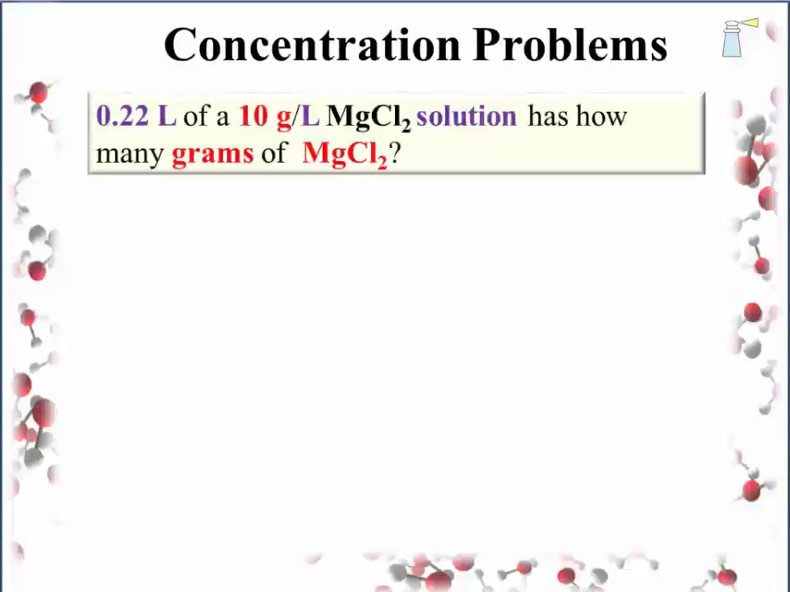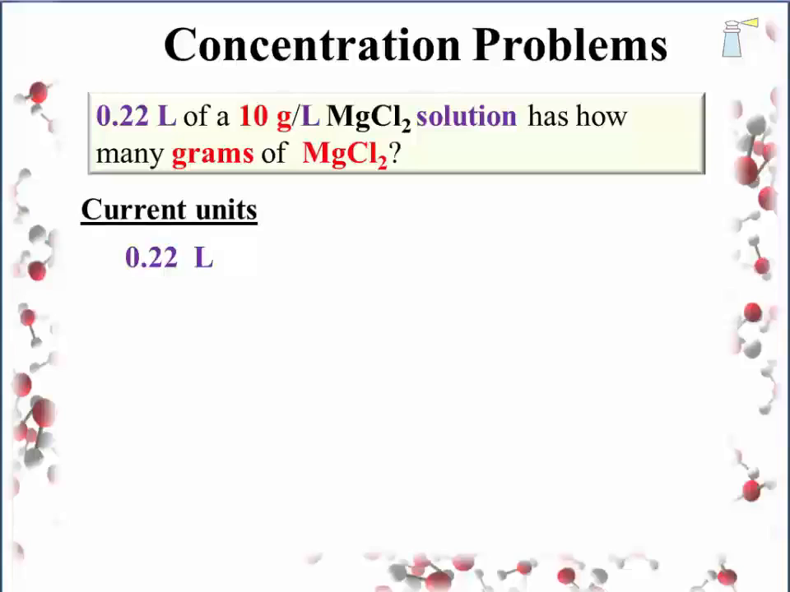0.22 liters of a 10 gram per liter magnesium chloride solution has how many grams of magnesium chloride? Is this a conversion problem? It is, because it is asking for a different way, different units, to express the same value of the same solution. Begin the problem with the setup for the conversion.